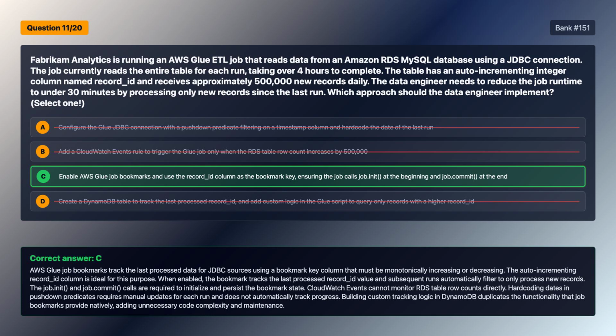CloudWatch Events cannot monitor RDS table row counts directly. Hardcoding dates in pushdown predicates requires manual updates for each run and does not automatically track progress. Building custom tracking logic in DynamoDB duplicates the functionality that job bookmarks provide natively, adding unnecessary code complexity and maintenance.